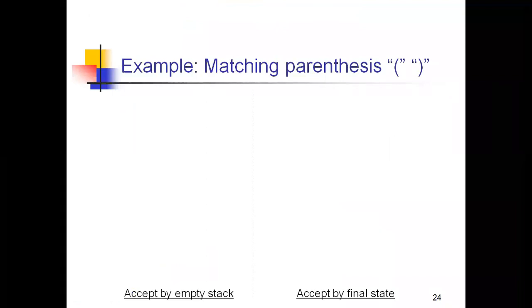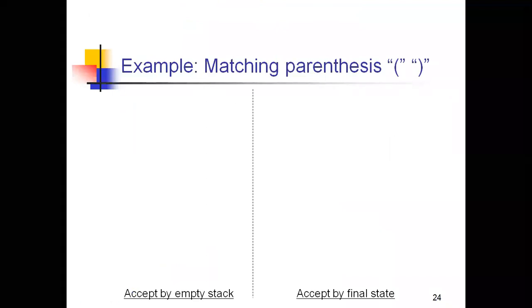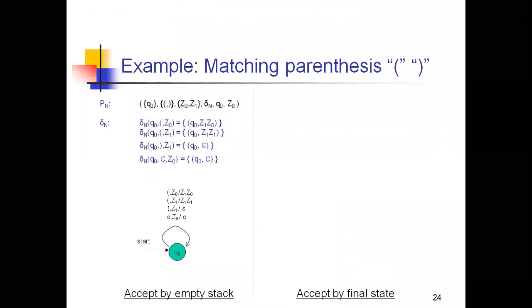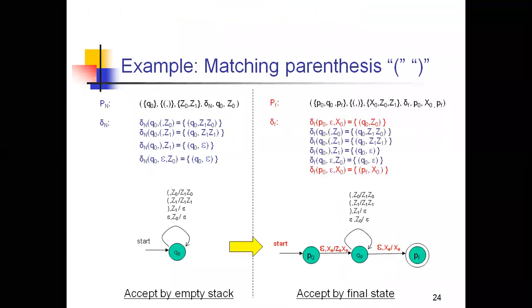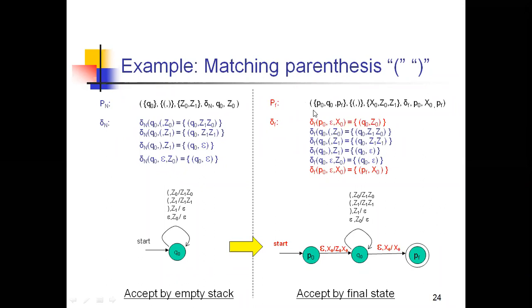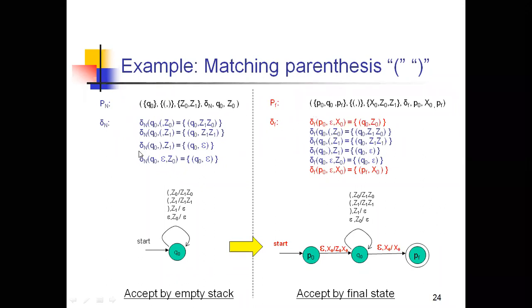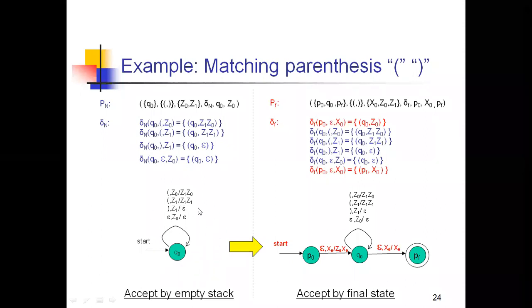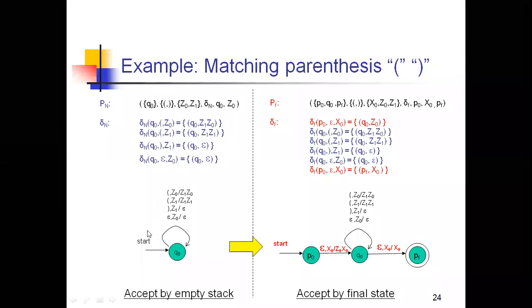And here we're having another example, matching the parentheses. Once see, all of you make a note of this example. This is also a most important example. One shows acceptance by the empty stack, and another shows acceptance by the final state. So here PN and PF: PN is the empty stack and PF is the final state, delta n and delta f. Delta n is for the empty stack and delta f is for the final state. And the empty stack PDA does not have any final states, right? It has only a single state.